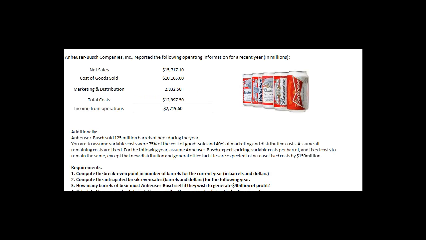This video will walk you through calculating target profit in terms of units and dollars. This is the same problem we worked through for the break-even analysis, and the third requirement here says: how many barrels of beer does Anheuser-Busch have to sell if they want to make a $4 billion profit? Now, they made a $2.7 billion profit, but let's say that wasn't good enough. They wanted to plan to make $4 billion worth of profit. How many would they have to sell given the cost structure listed above?